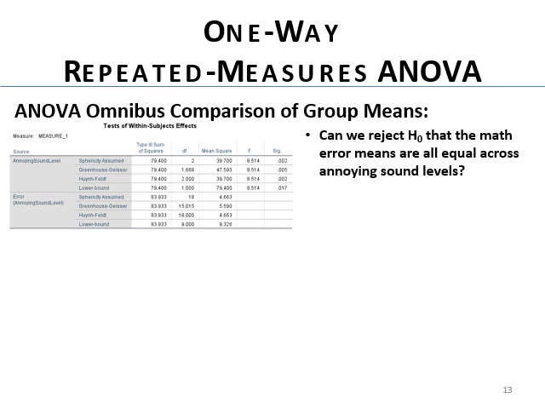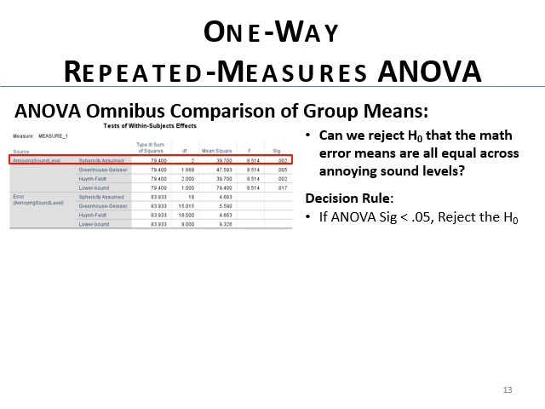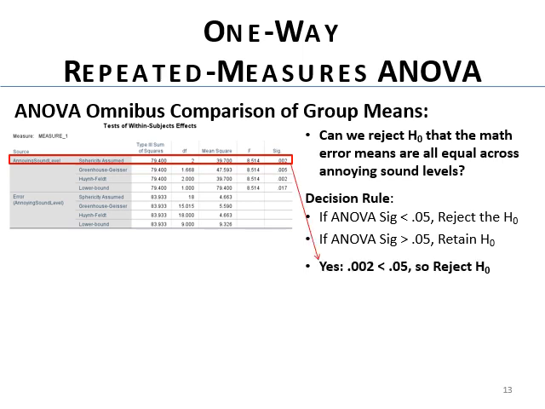So can we reject the null that the math error means, remember they were math errors they were making, are all equal across annoying sound levels? Well, there's our line, sphericity assumed. Note the source name there is annoying sound level. That's our independent variable. Here's our decision rule. If ANOVA Sig is less than 0.05, reject the null. If ANOVA Sig is greater than 0.05, retain the null. Is 0.002 less than 0.05 or greater than 0.05? It's clearly less than 0.05, so we're going to be rejecting the null.